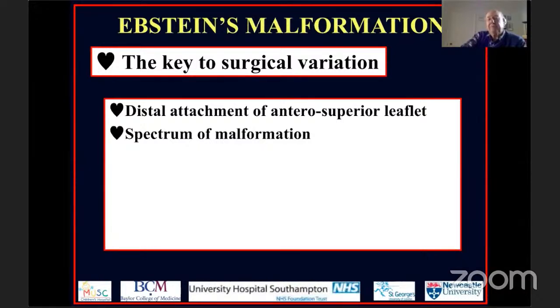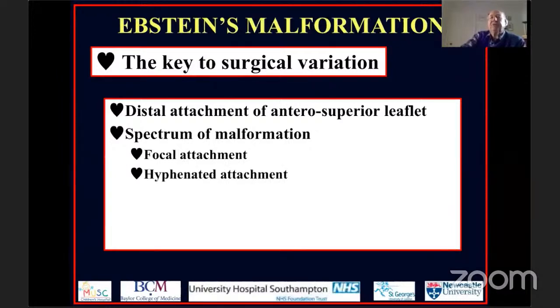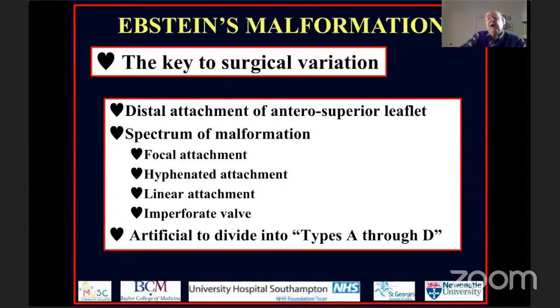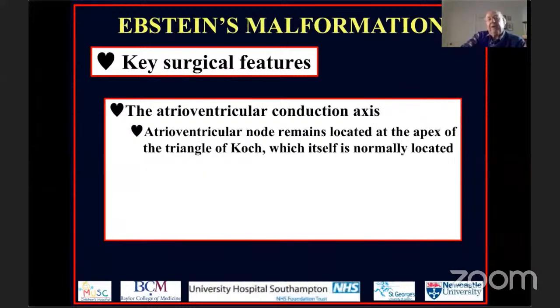is primarily what is happening to the anterosuperior leaflet. And what I've shown you is a spectrum of malformation, starting with the focal attachment, moving through hyphenations, till we have the linear attachment, as was present in the original heart of Joseph Pressure, and on occasion, an imperforate valve. And I think it makes more sense to look at this as a spectrum rather than artificially to divide these into types A through D. I can't remember where the steps in this progression take place. To me, description is much better than seeking alphanumeric categorizations.